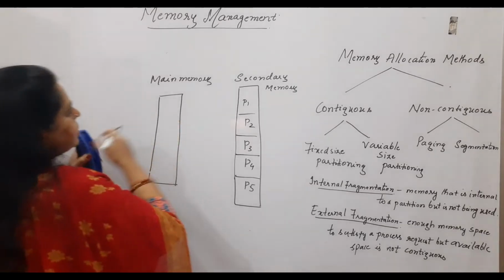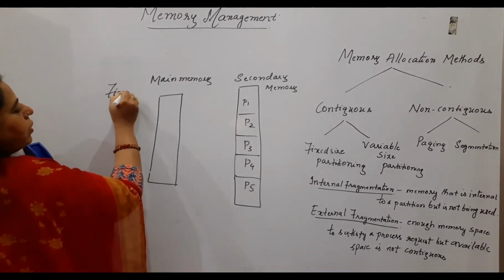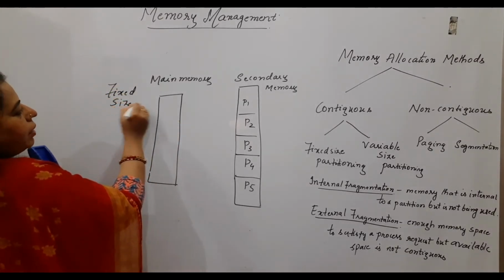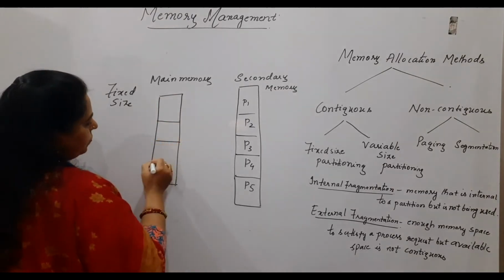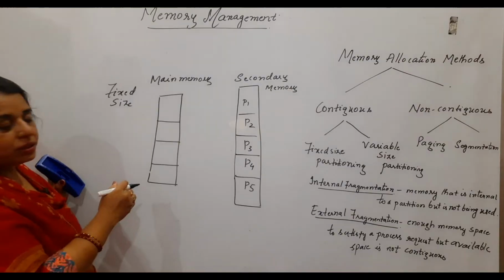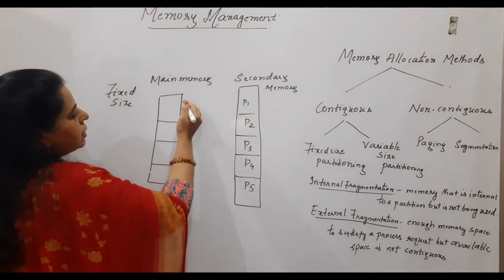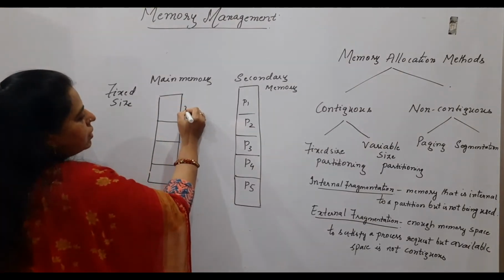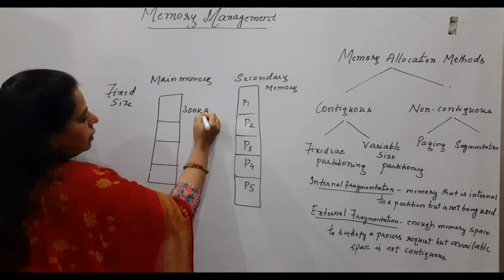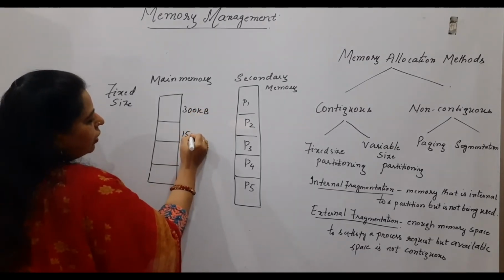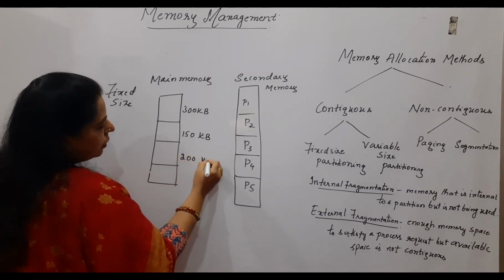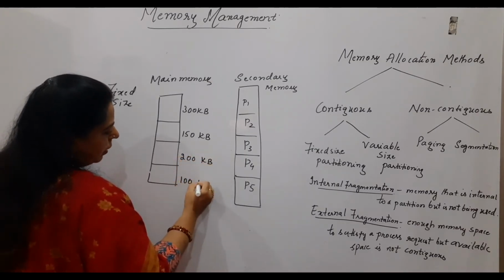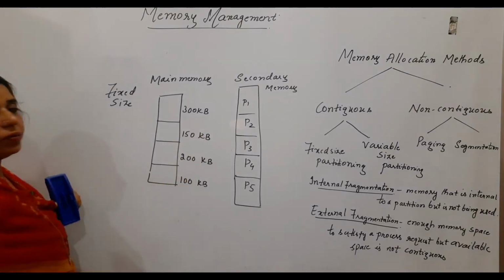In the fixed size partitioning, let me first tell you about the fixed size. The main memory or the physical memory is divided into partitions of fixed size. Let us assume this first partition is of 300 KB, just assume it. The second partition is of 150 KB, the third partition is of 200 KB, and the fourth partition is of 100 KB. This way you can assume.